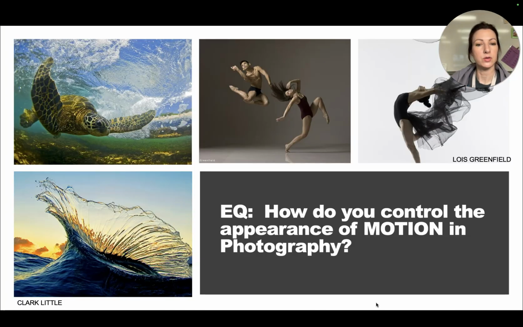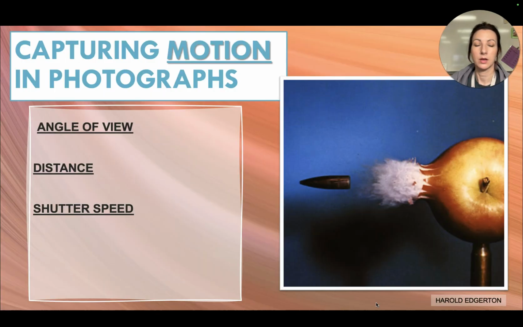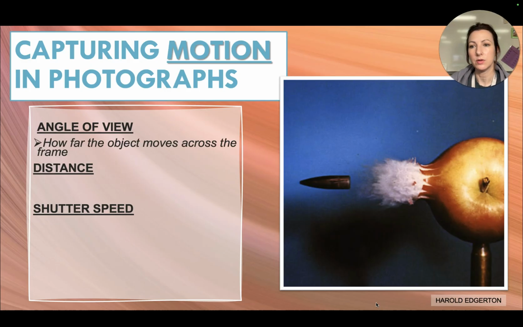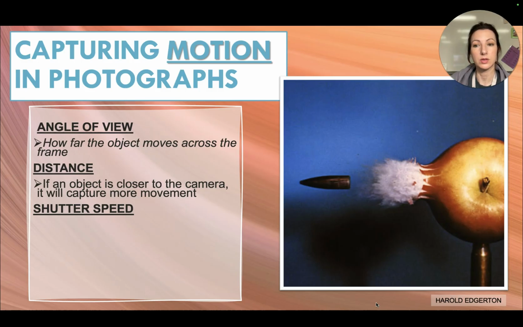So how do you control the appearance of motion in photography? There's three things, so we're going to go over them briefly, then look at them in detail. The first is angle of view. Angle of view is how far the object moves across the frame. Second is distance. Distance is if an object is closer to the camera, it's going to capture more movement. And then third is shutter speed.